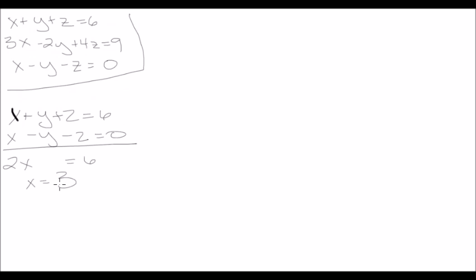It's fine if you don't see that right away. This is one of those things that comes with practice, but if you do see something like that, definitely take advantage of it. So now I'm going to rewrite these equations in terms of just y and z. So I have that y plus z is equal to 3. What I did is I said x is equal to 3. I moved it to the other side, so that's 6 minus 3. 3x is equal to 9, and so that's going to cancel out the 9 over here. So what that tells me is that negative 2y plus 4z is equal to 0.